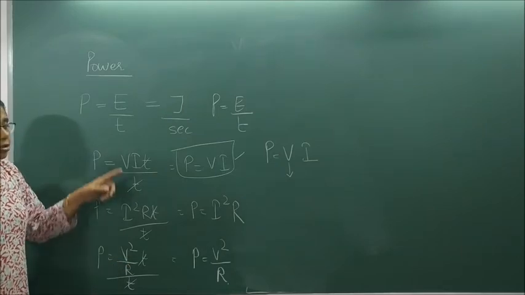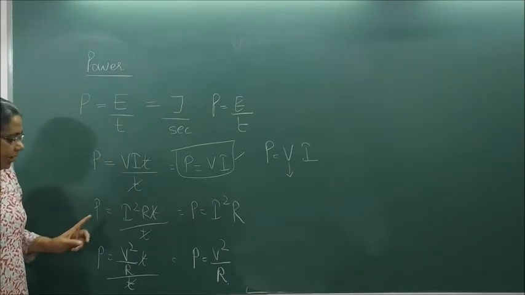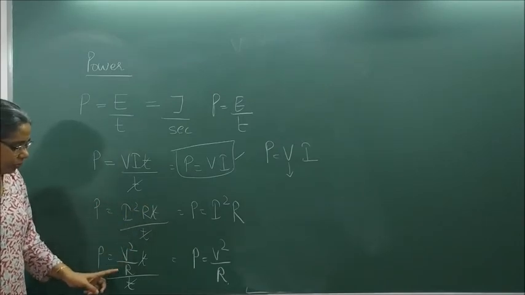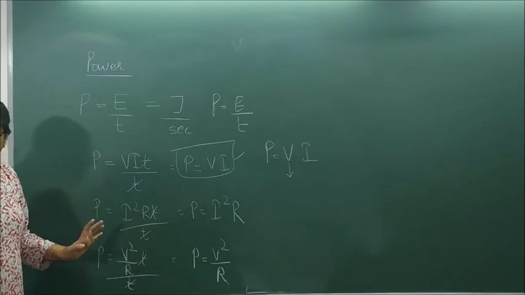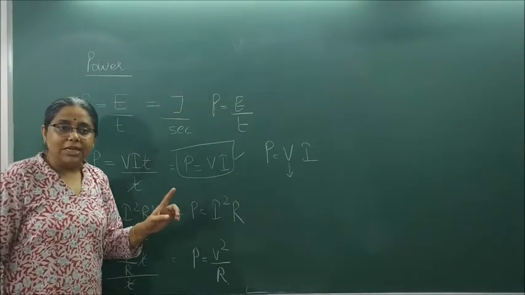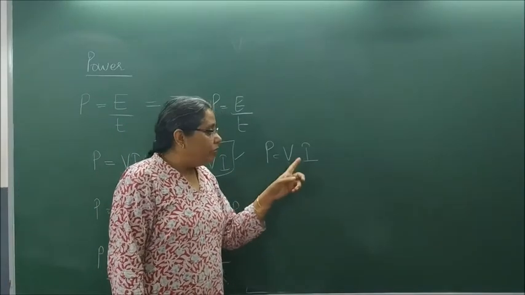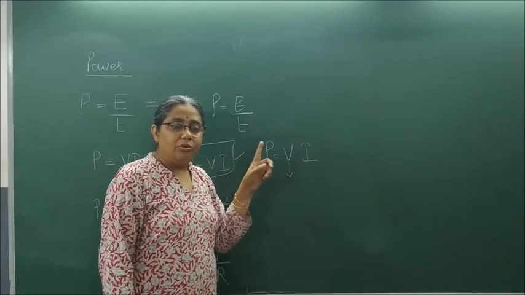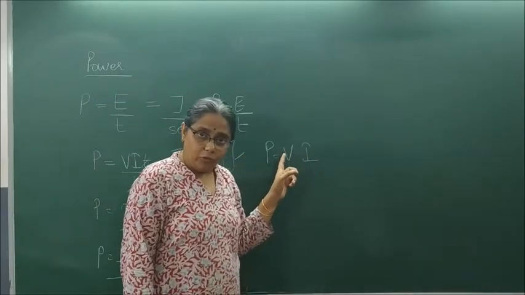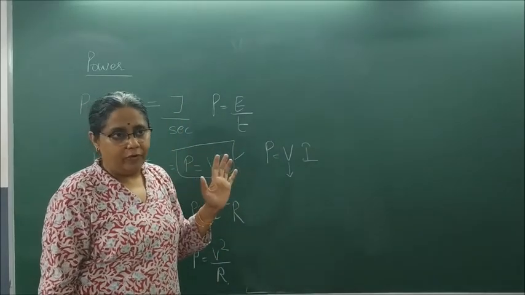Heat energy. So P is equal to E by T, P is equal to VIT by T, P is equal to I square RT by T, P is equal to V square by R. So all these are formulas of power. What is the SI unit of power? Watt. How do you define watt? When 1 ampere of current flows through a cross section of a conductor having a potential difference of 1 volt, it establishes a power of 1 watt.